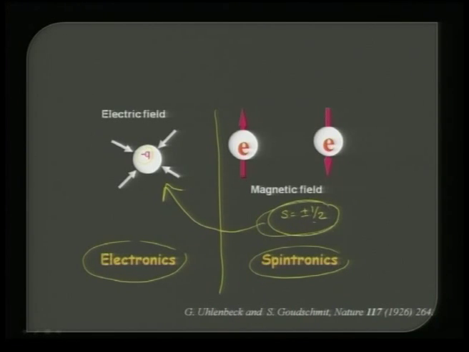Therefore, if you apply a magnetic field, then it will be either up spin or down spin, and depending upon the population of electrons that you are going to force, you can modify the electronic part. So, that is what is called spin electronics or spintronics. It is also called magneto electronics, because you are trying to control the electronic property using a magnetic field. And this issue of the spin part was actually proposed as early as 1926.